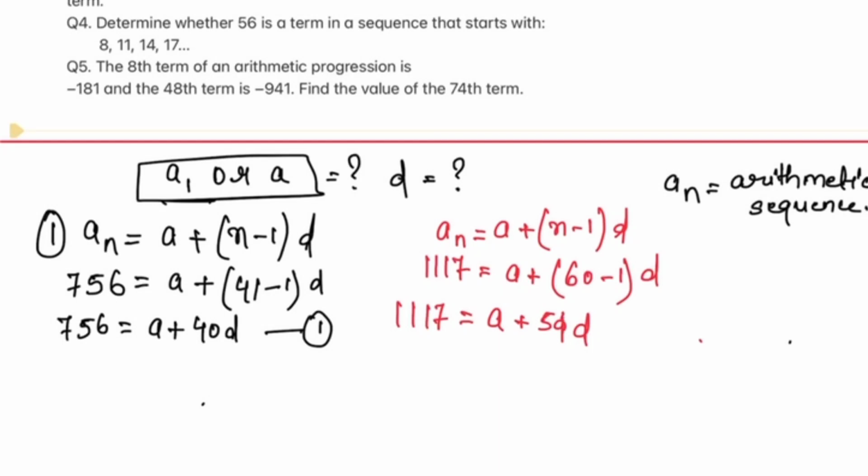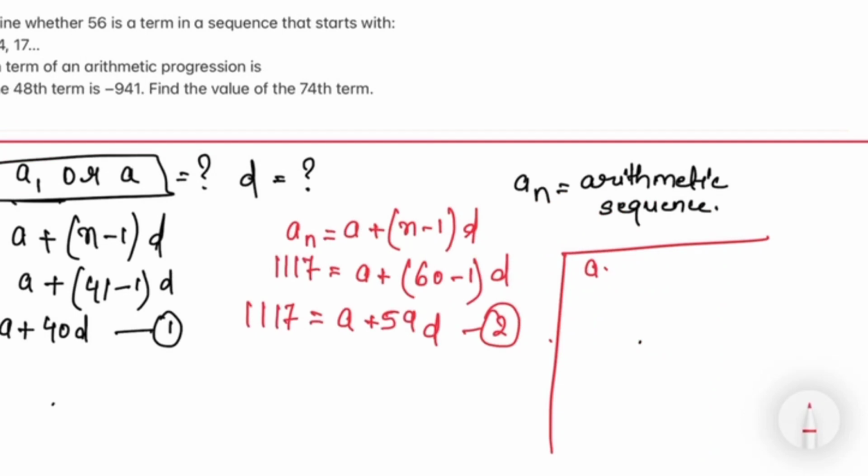Now, what will we do? We'll substitute them. So this is our second equation. This was our first equation. Now let's substitute it. A plus 59D equals 1117 and A plus 40D equals 756.